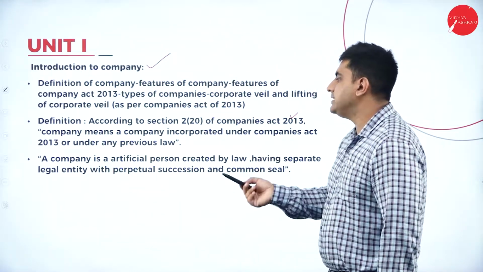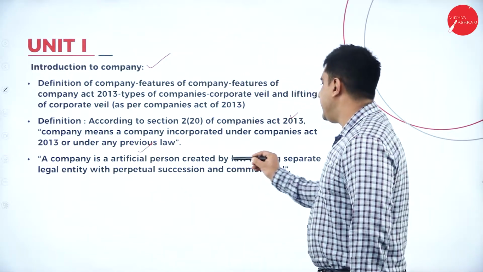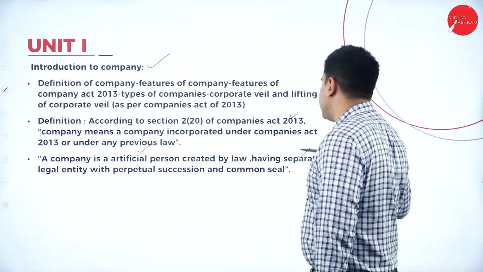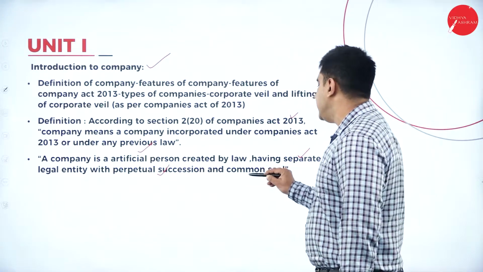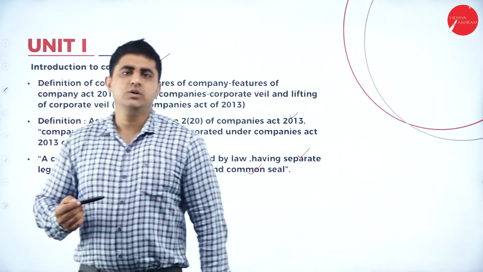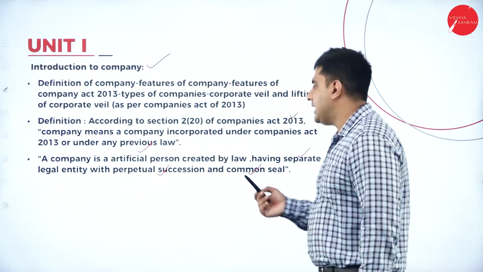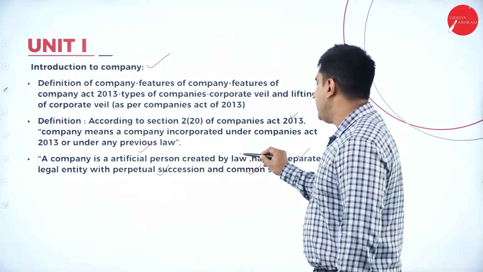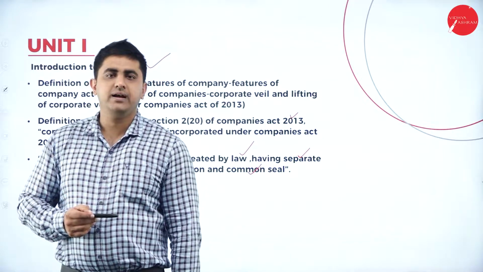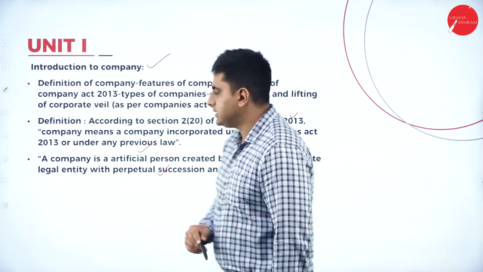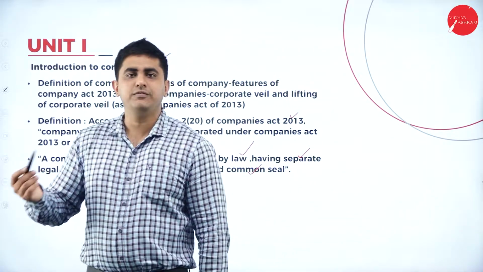So what is basically a company? A company is an artificial person created by law having separate legal entity with perpetual succession and common seal. What is the meaning of this? Company, obviously, is an artificial person because it has no life, but it is created by law, and having separate legal entity means the company is different and the members are different. That is, if the company commits any fraud, then the members are not liable for the fraud.